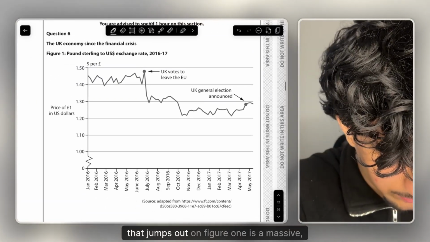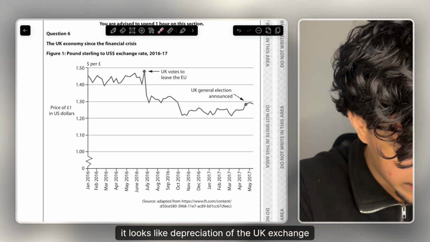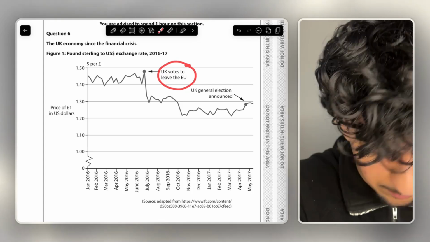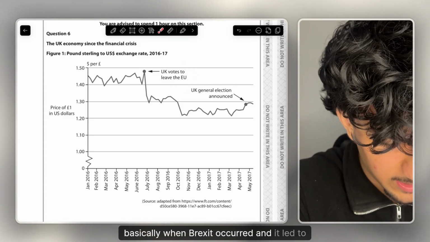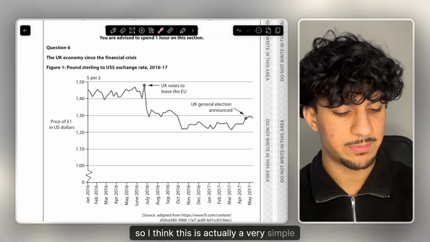First thing that jumps out on figure 1 is a massive, it looks like, depreciation of the UK exchange rate. And why is that happening? Of course, when Brexit occurred, it led to massive fluctuation in the UK's exchange rate. So I think this is actually a very simple question.